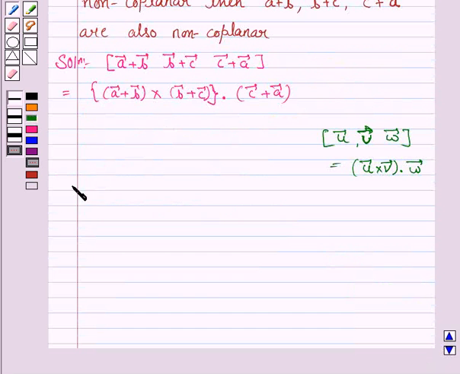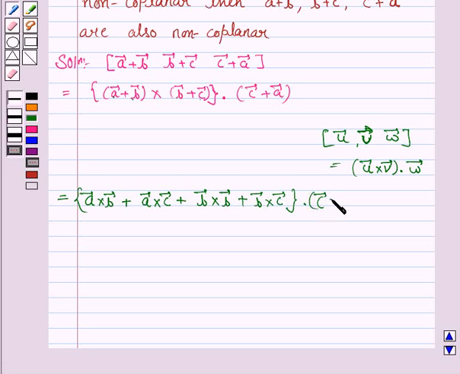Now we'll use the distributive law. So we have vector A cross vector B plus vector A cross vector C plus vector B cross vector B and vector B cross vector C, dot vector C plus vector A.